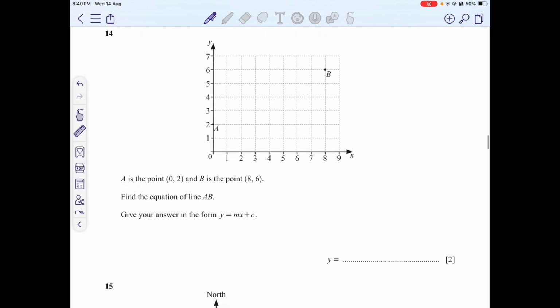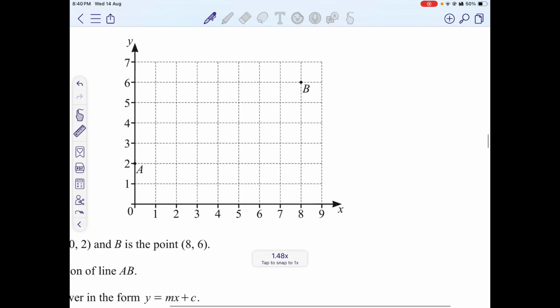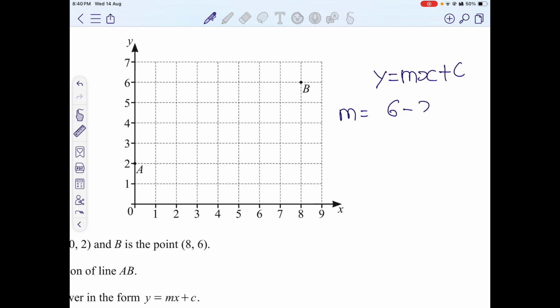Next question, we have question number 14, which says A is (0, 2) and B is (8, 6), which are given. Find the equation of the line. For any equation of the line, its formula is y equals mx plus c. M is the gradient, as you all know. So to find the gradient, we have to see the change in y, which is, what is the point B? It's 6. And where is point A? It's on 2, as per the y-axis.